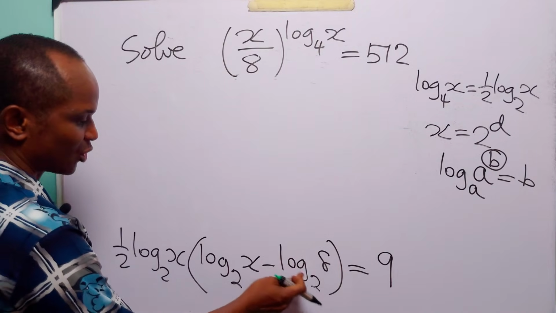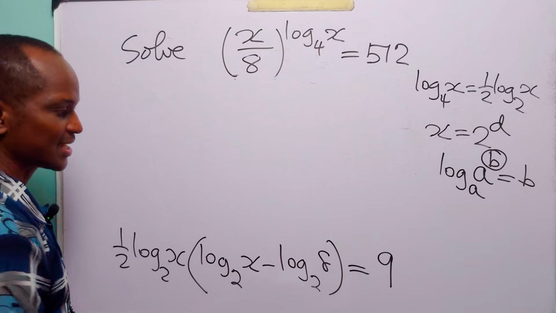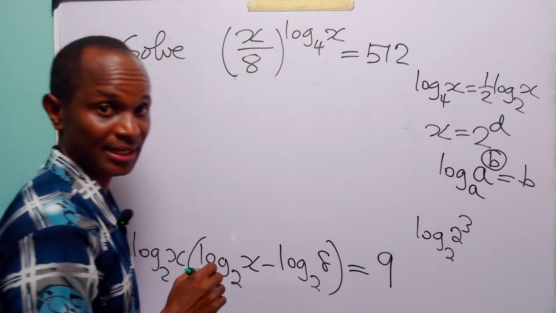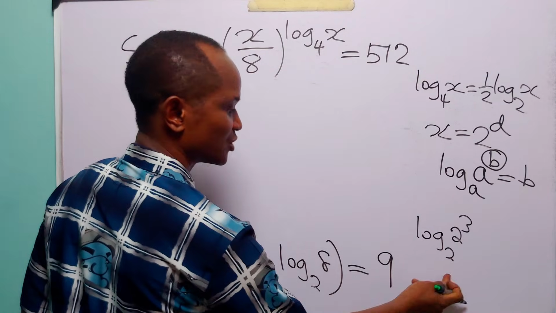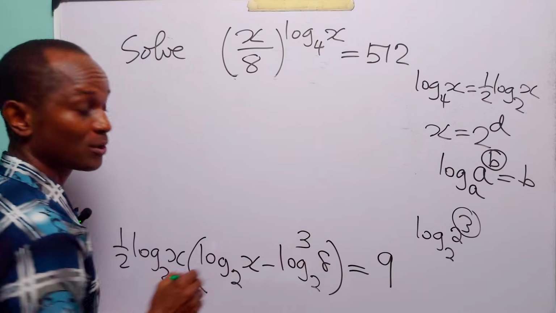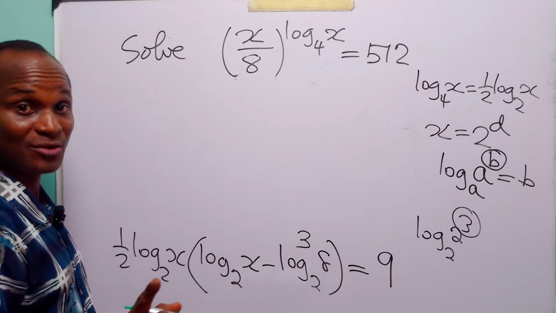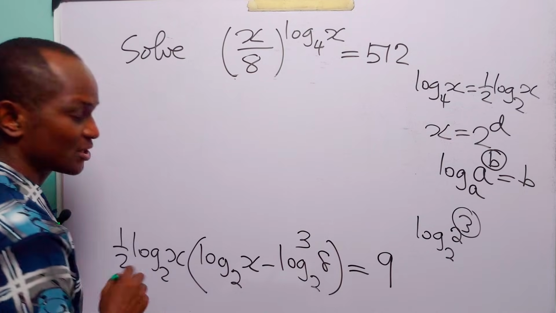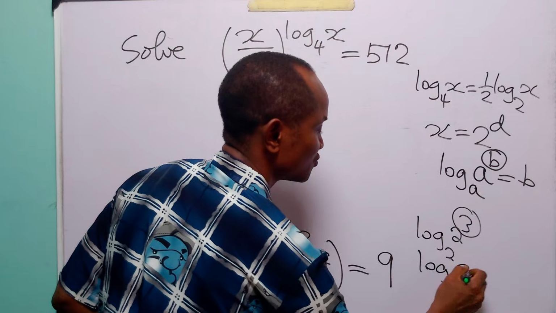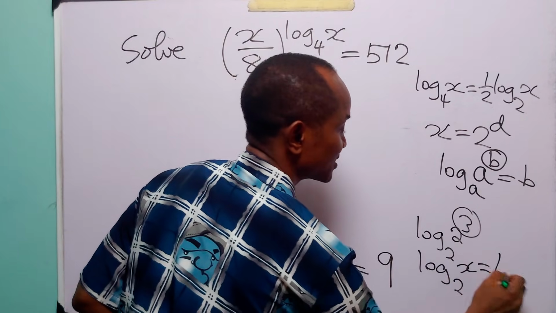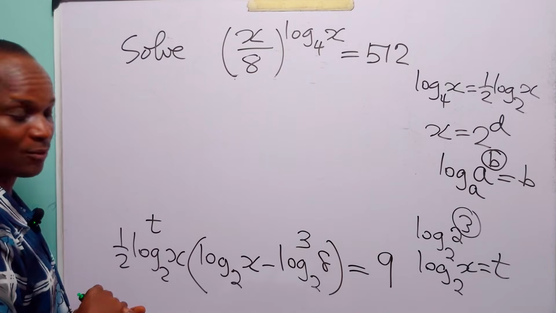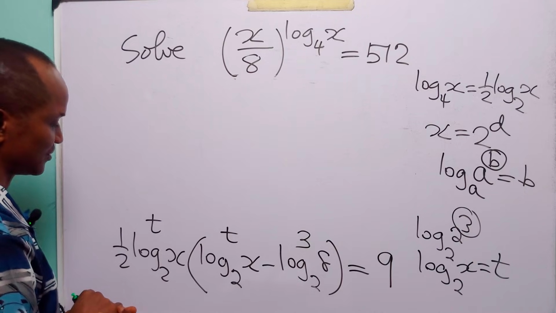Now look at this. Here we have log to base 2 of 8, which exactly is the same as log to base 2 of 2 to the power 3. And of course, now you know that log to base 2 of 2 to the power 3 is equal to 3. So let this be equal to 3. Now, the next thing we are going to do is to simplify this equation. How are we going to do that? Let log to base 2 of x be equal to the constant t. That means that this is now equal to t, and this is equal to t.